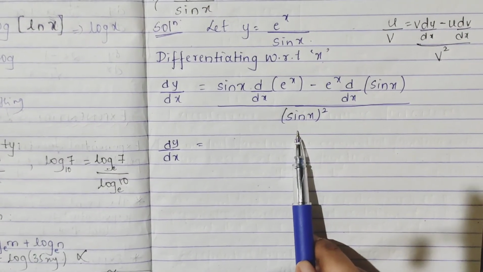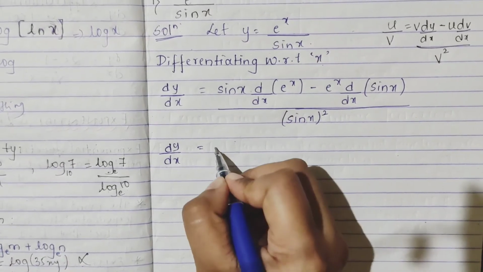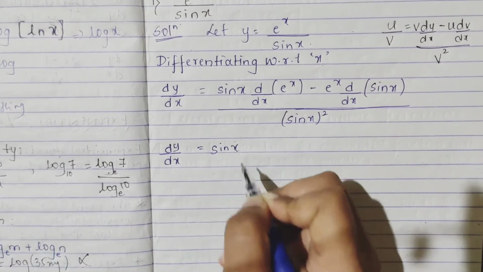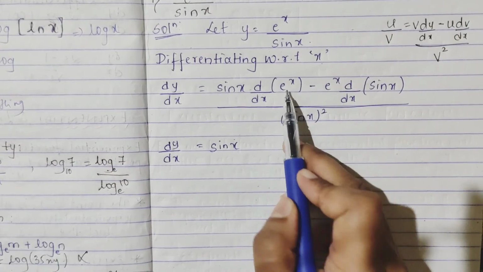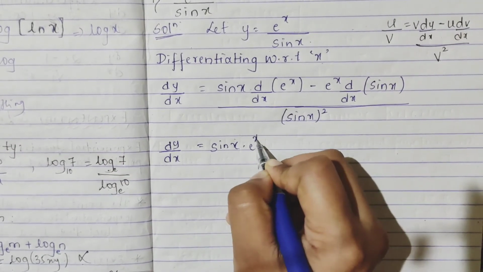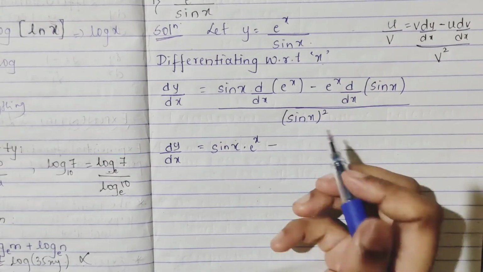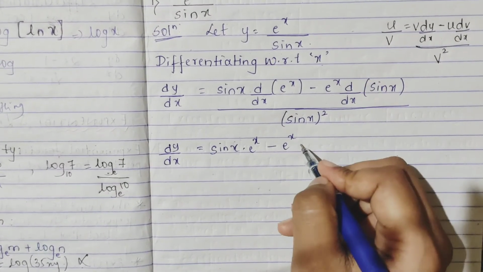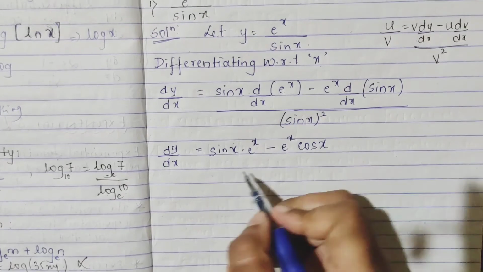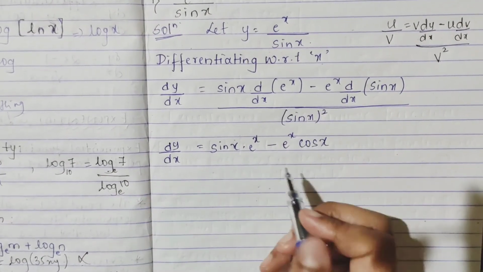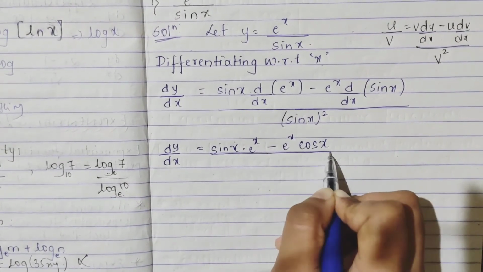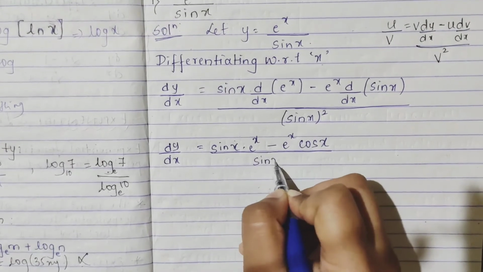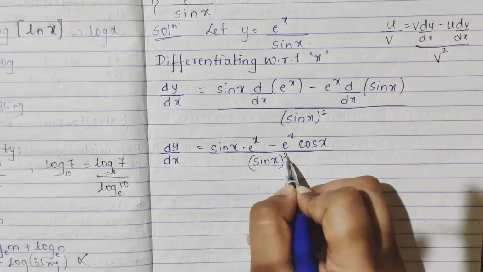So let us differentiate sin x. This remains as it is, so this will be sin x. Differentiation of e to the power x is what? It is e to the power x, keeping e to the power x as it is. Differentiation of sin x is what? It is cos x. Again, the whole divided by sin x the whole square remains as it is. So this will be sin x the whole square.